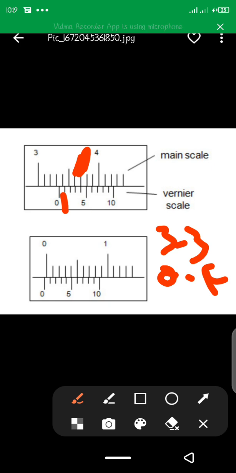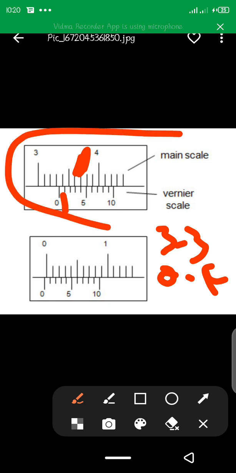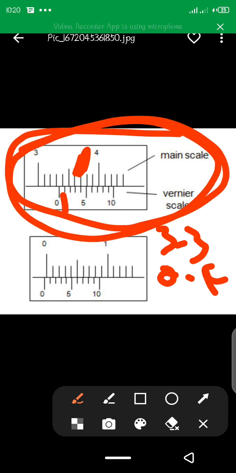But I'm going to assume that the options are in millimeter. So I'll convert this 3.3 centimeter to millimeter. That would be 3.3 times 10 to the power minus 1 times 10 to the power 1, so that would be 33 millimeter. Now when you add 33 millimeter plus 0.4 millimeter, you're going to have 33.4 millimeter. So that will be your reading for the first one.